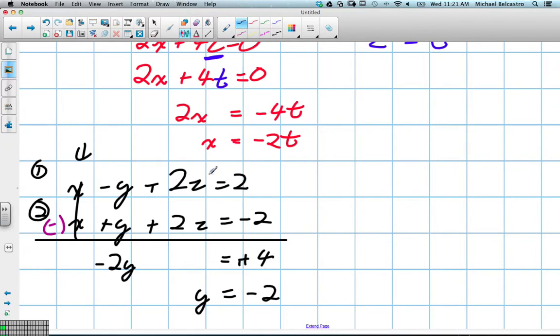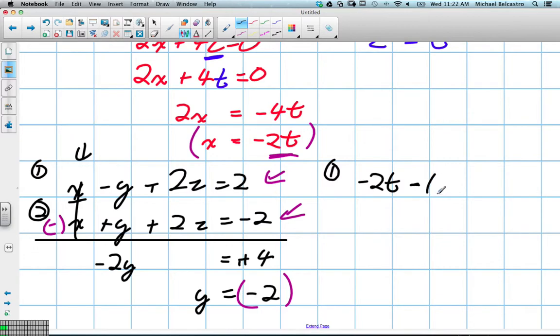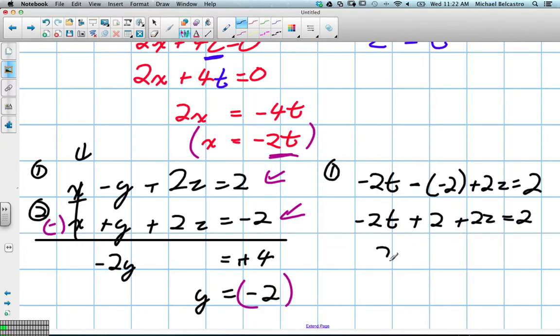And for our z, we can now take these variables and plug them into either of the other two equations to solve for z. Since x has a parametric form, we'll be able to substitute z with some value of t. So I'm going to take equation 1 and substitute in for x. X is then equal to negative 2t, minus y is equal to negative 2, plus 2z is equal to 2 in this equation. So let's solve for z. Negative 2t plus 2 plus 2z equals 2. When we move it to the other side, we get 2z is equal to 2t. So z will be equal to t.